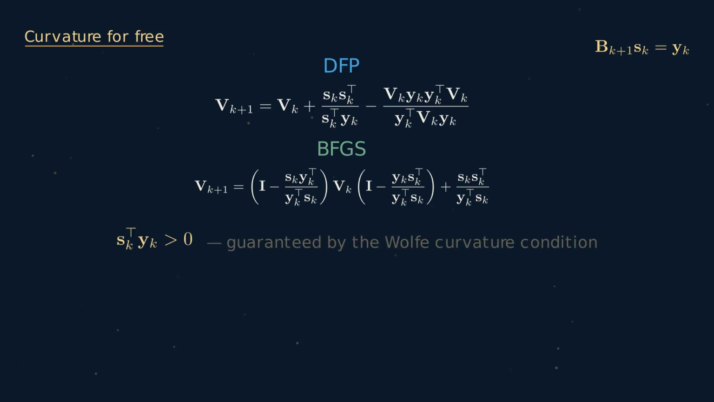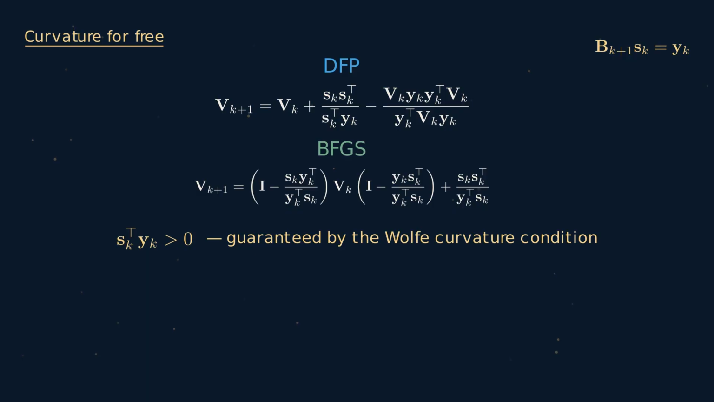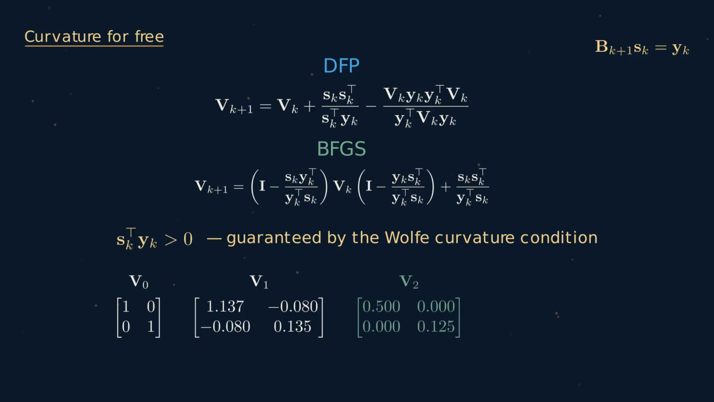Both stay positive definite on one condition: the step and the gradient change must point the same way, which is exactly what the Wolfe curvature test guarantees. The line search is not decoration, it keeps the update legal. Here is the payoff on that same little quadratic. Start from the identity, so the first step is plain steepest descent. After one update, the matrix leans toward the right shape. After two, in two variables, it is the exact inverse Hessian learned from gradients alone.